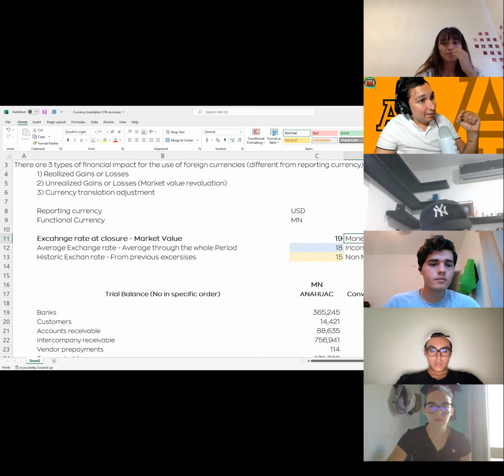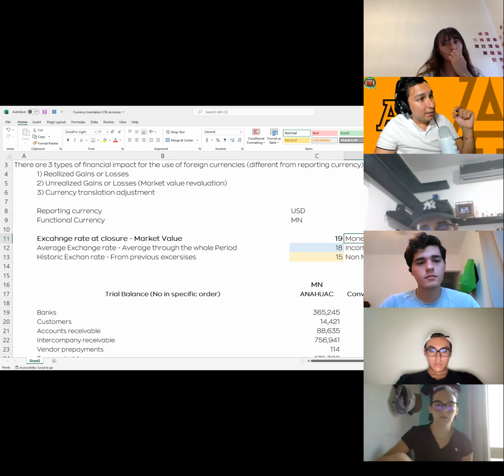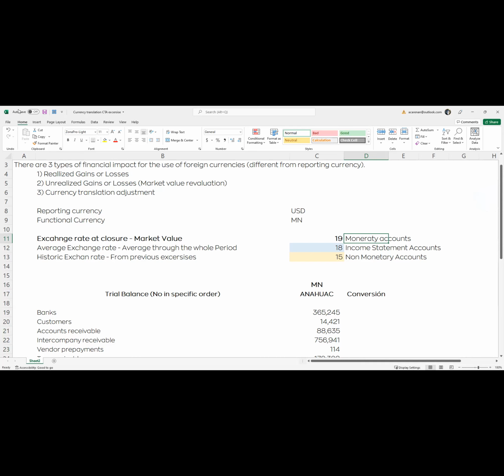So apply the exchange rate at closure market value to monetary accounts. Then you have the average exchange rate. It is the average of the exchange rate through the whole period evaluated. If we are measuring from the 1st of January to the 31st of January, we do an average of all the exchange rates at the closure of each day, divided by 30.